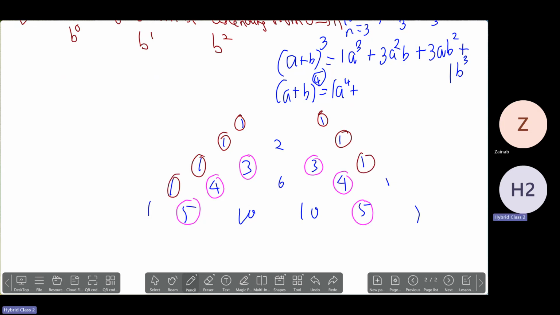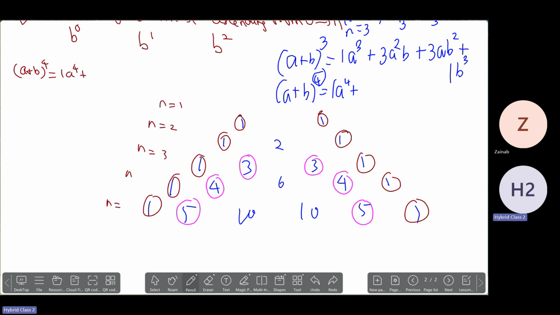So 1 and 1 will be there, first and last term. And the second term and second last term are going to be the same. And the third term and third last term are going to be symmetric. So (a plus b) the whole power 4, what do you get? I can write directly, first 1 a power 4.